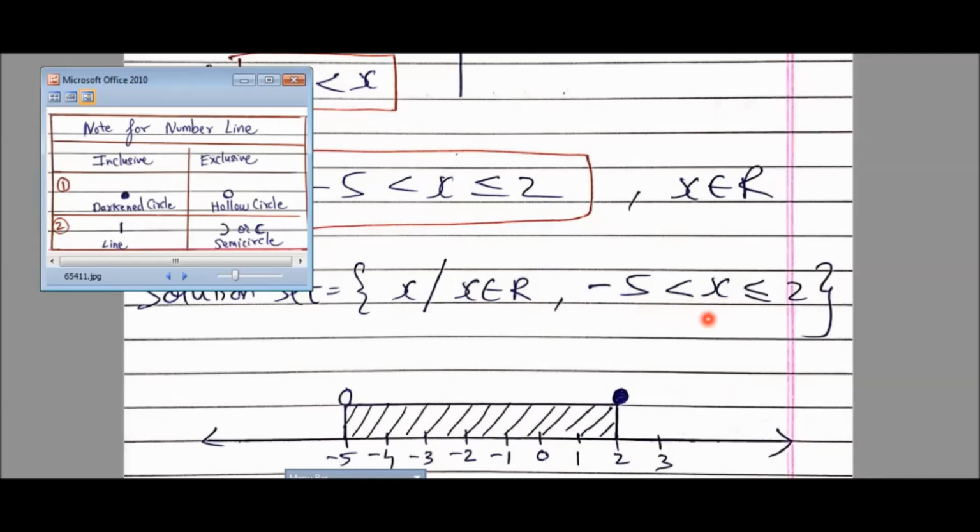Here equal to का symbol नहीं है. But can I say -5 के बाद में क्या आता है? -5 के पहले number before -5 क्या आता है? It's -4. Can I say -4.9999 is inclusive? So we cannot leave this -5. We will highlight it. So how to highlight it? By hollow circle. This happens only wherever real numbers ka domain is there.